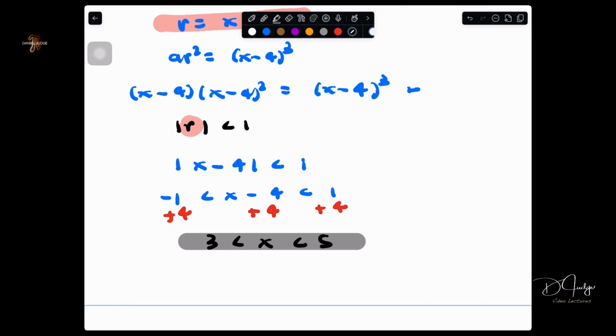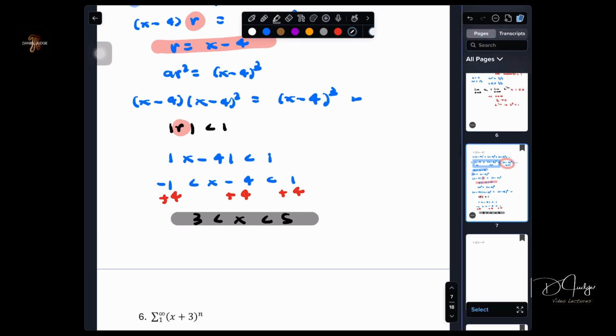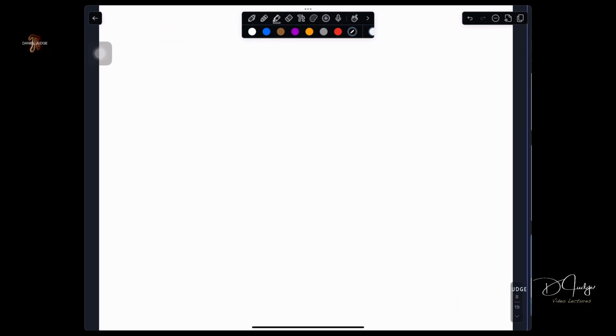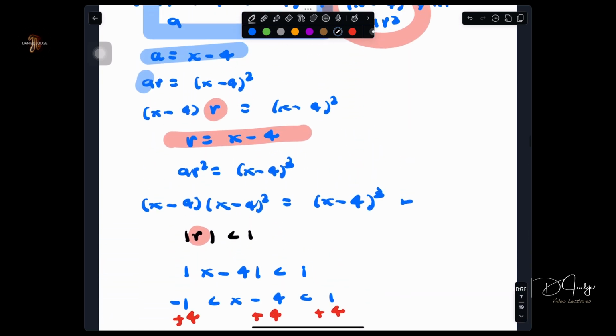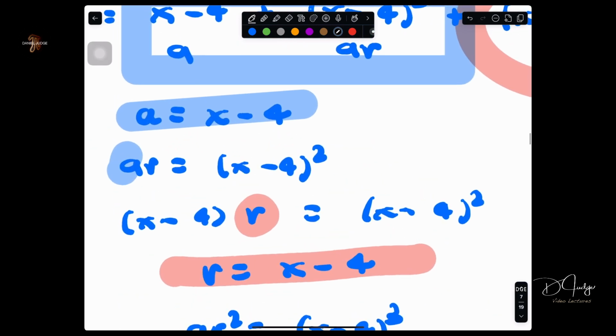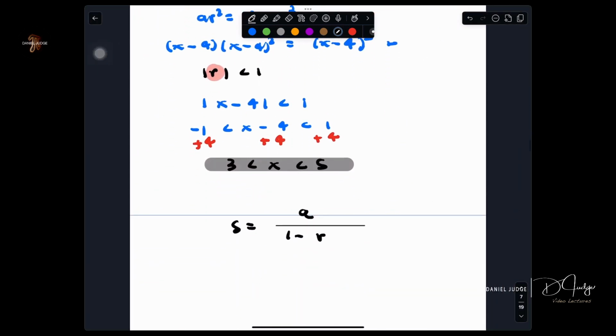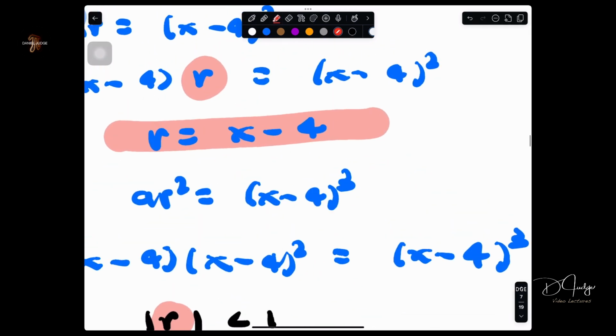But what is the sum going to be? Okay? The sum, let's remember that S is A over 1 minus R. A is what? x minus 4. So here, replace it with an x minus 4. R we found out was also x minus 4 over here.